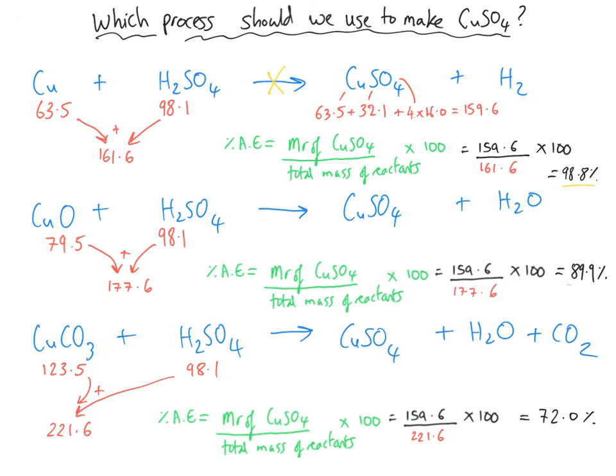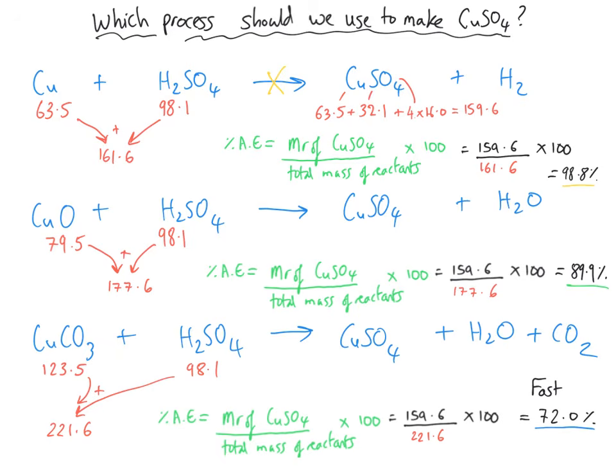And the next one, well, 89.9%, still pretty high, not very much waste, but this reaction requires heating. It's really quite slow, so it's got a slow rate of reaction. So you might choose to move on to the third reaction because copper carbonate and sulfuric acid reacts instantaneously and it fizzes like crazy. So this is actually quite fast. So even though you've only got a 72% atom economy, you might choose to make the process quicker by using the faster reaction of copper carbonate.